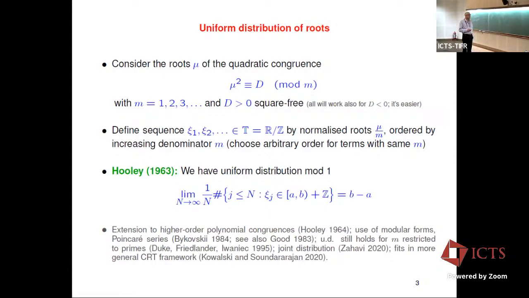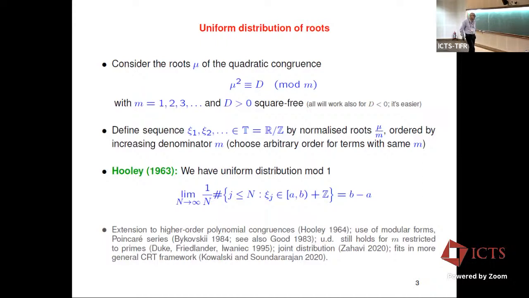What is important here, and I just want to highlight this, is that we don't just look at μ over m for fixed m. We order the full sequence for all m up to some capital M. So we order them by increasing denominator. So we truncate at some capital M, if you like. But I'd rather think of this as an infinite sequence ordered in this way. And so now we have uniform distribution. So this is our infinite sequence.